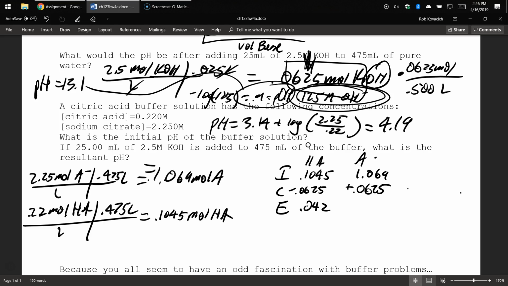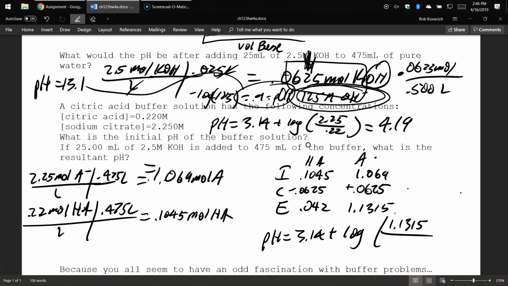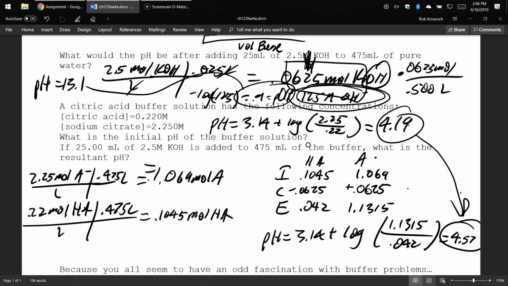So add that to that, and then this ends up being 0.042. This one is 1.1315. And so then the pH is 3.14 plus the log of 0.1315 over 0.042, and I guess it's 4.57. So the pH went from 4.19 to 4.57, which goes up, but it definitely doesn't go up as much as my pure water, which went from 7 up to 13.